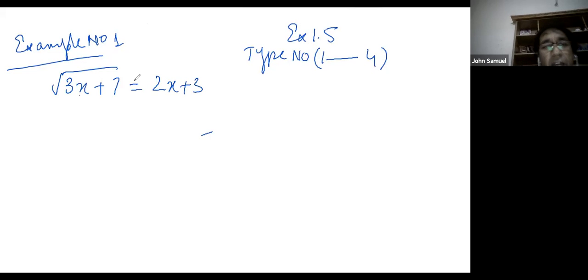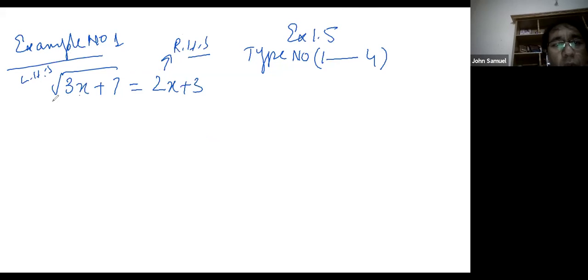Now look carefully. You can see this is the first type. You will find the radical sign on the left hand side, or you may find it on the right hand side. But make sure you will find the radical sign on either one side, this side or this side. Remember. Let's solve this one.